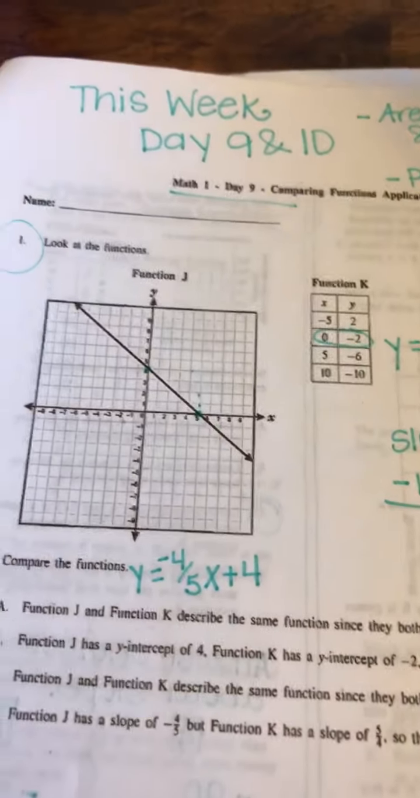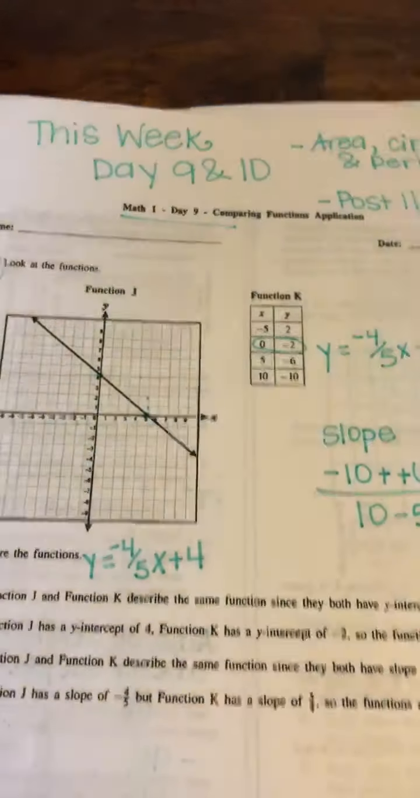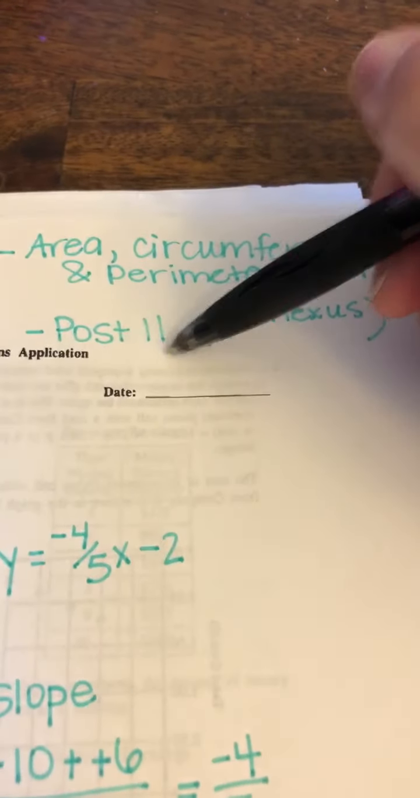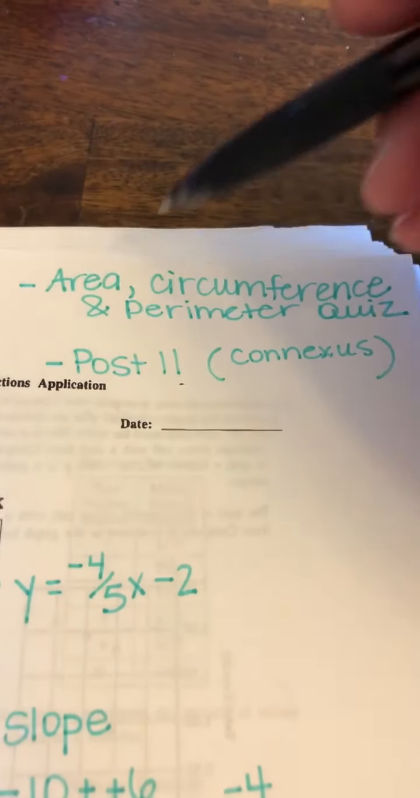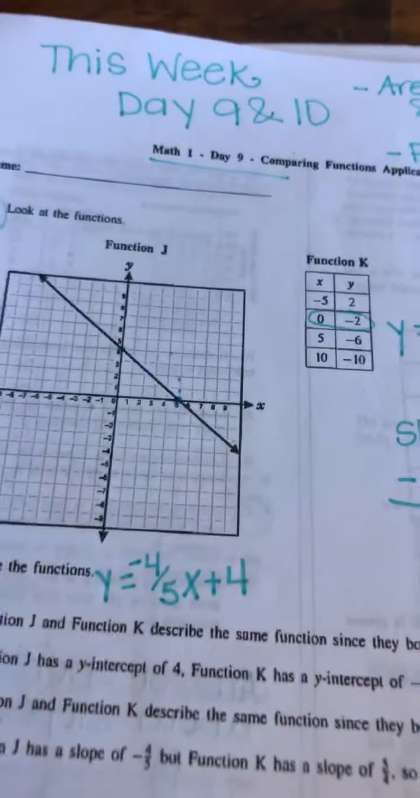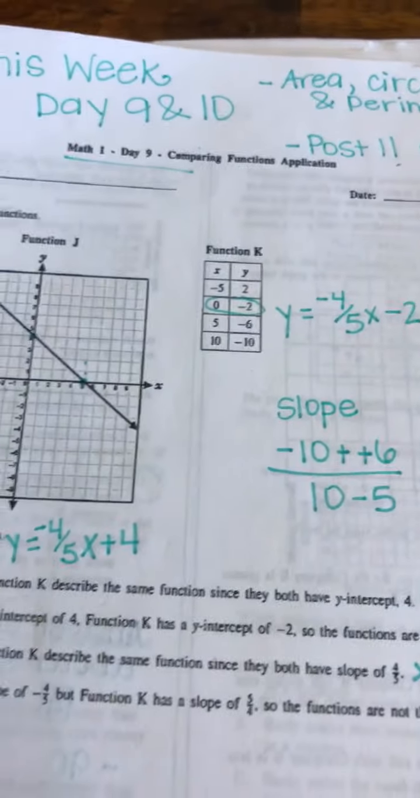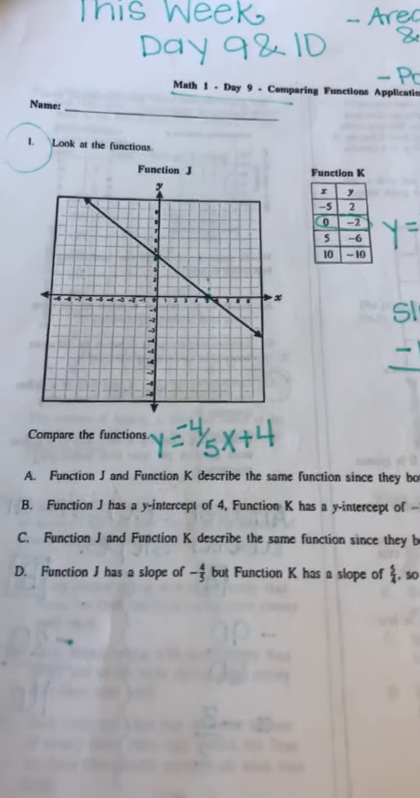The week's assignment, definitely make sure that 9 and 10 are done, and then your whole packet should be done. And then for Connexus, you had post 11, and then the quiz, it was the first quiz that was area, circumference, and perimeter. I'm not doing a Google Meet on Thursday, so I'm going to do 2 videos to hopefully help you with this week's work.